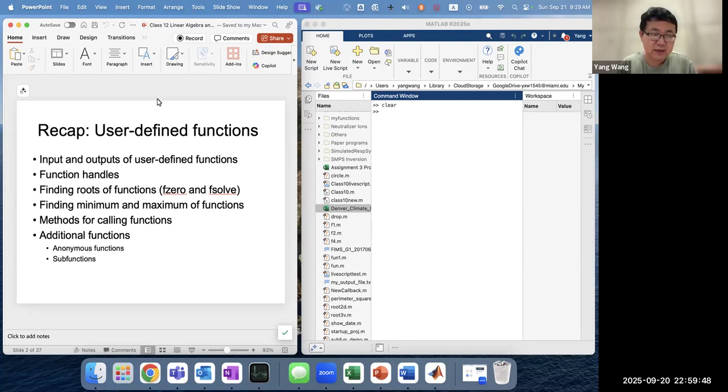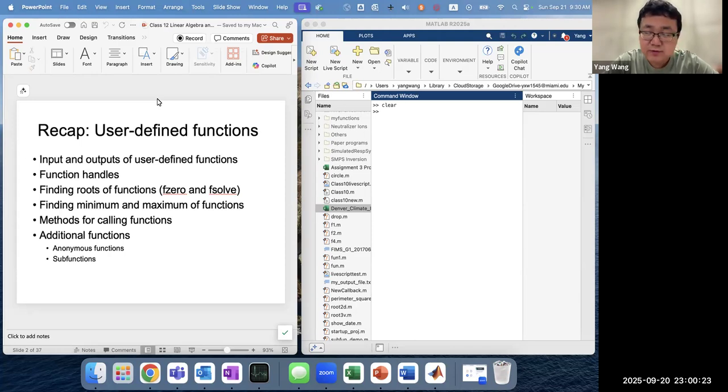And we said that fsolve can be used to solve a whole set of different types of linear or nonlinear equations. And of course, fsolve will take a little bit longer time. And there are functions to find the minimum and maximum of the functions. And we can also find the points that represent the minimum and maximum. And we also did some different methods for calling the functions. And the fastest way is actually to define the function in advance and use the function handle.